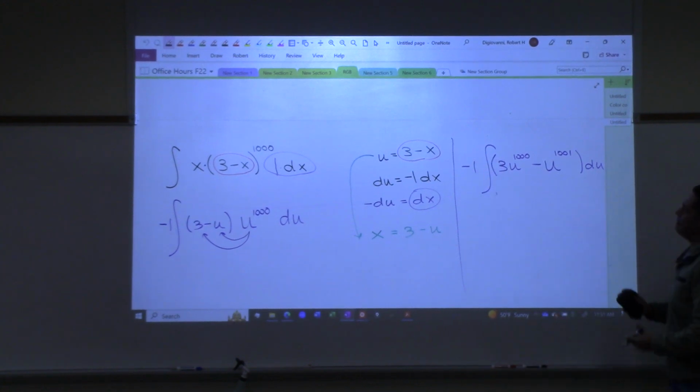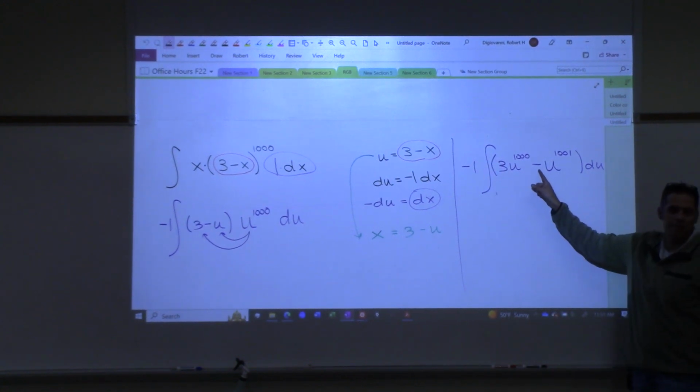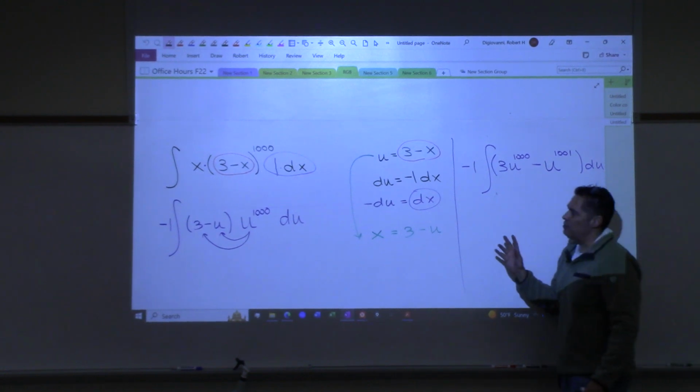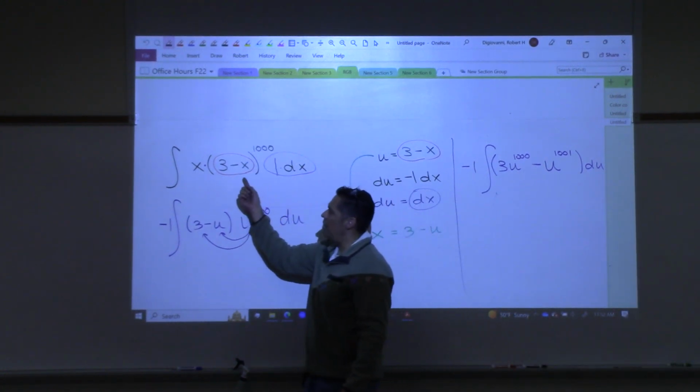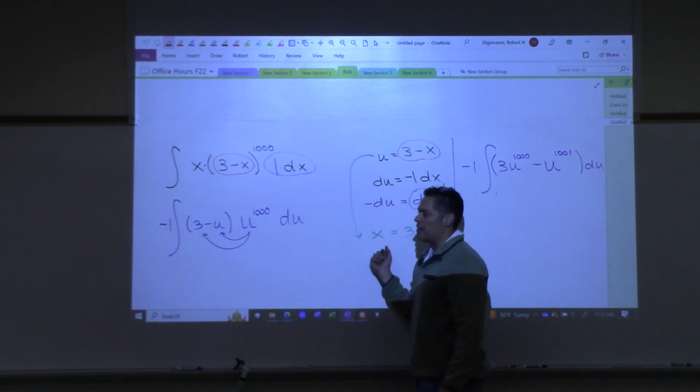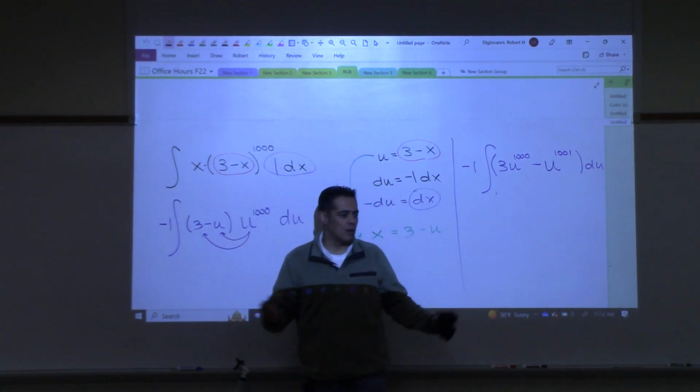Now, look at that. What do we have between them? Subtraction, which means you can do them one by one, right? Oh, yeah. So this I can use power rule on, and this I can use power rule on. See, this is actually a really cool problem, because this would be algebraically a nightmare, but by making a substitution, we get something that algebraically is no longer a nightmare.